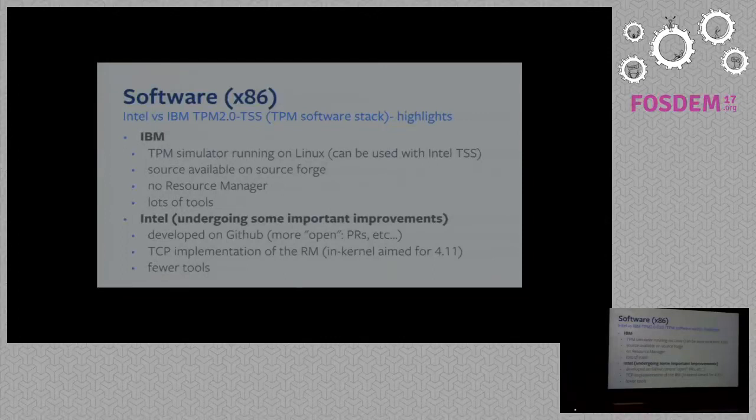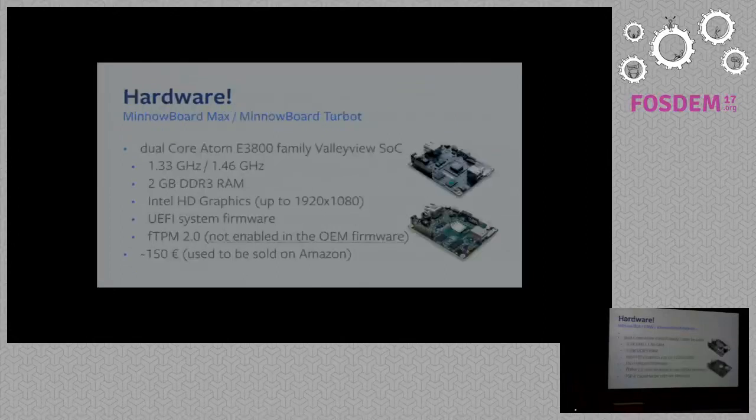Basically, the IBM implementation doesn't have the resource manager, which is the component described in the TCG specification, responsible for allowing multiple processes to access the same TPM in a time-sharing fashion. And so the TSS from Intel does have a resource manager, and they are also working on a kernel resource manager, aimed for kernel 4.11. Also, the Intel implementation is developed on GitHub, so I would say the development is more open and a bit more modern, maybe. Hardware. So we are talking about embedded platforms.